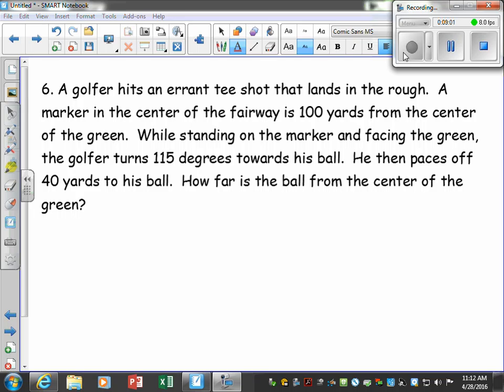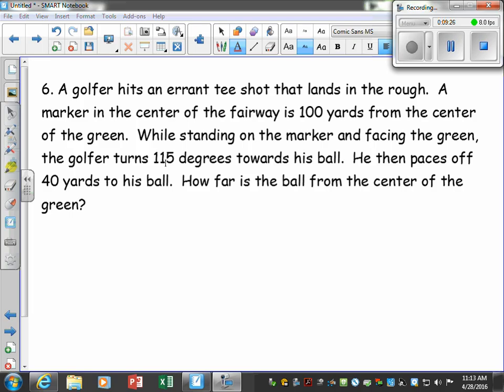Just a little bit of practice to set up an application problem. So if we're presented with this, a golfer hits an errant tee shot that lands in the rough. A marker in the center of the fairway is 100 yards from the center of the green. While standing on the marker and facing the green, the golfer turns 115 degrees towards his ball. He then paces off 40 yards to his ball. How far is the ball from the center of the green?